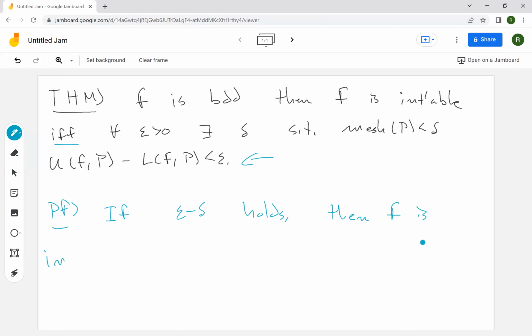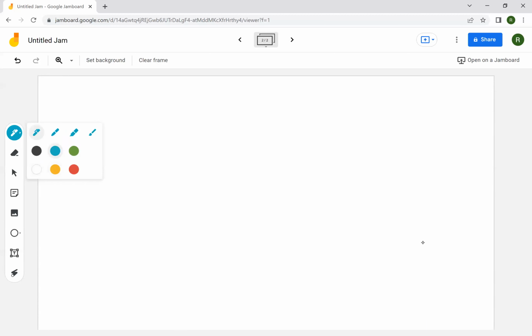So the hard part of the proof is to show that if f is integrable, then for all epsilon greater than 0, there exists a delta such that if the mesh size is less than delta, then this holds. In other words, the hard part is proving if f is integrable, then the epsilon-delta condition holds. So let's assume f is integrable, and let epsilon be greater than 0.